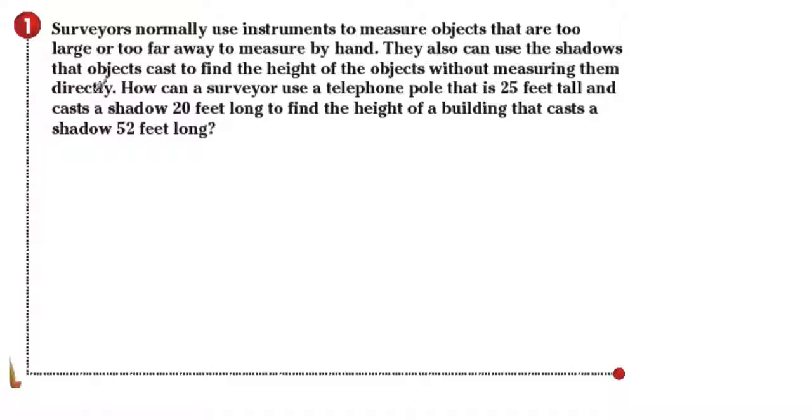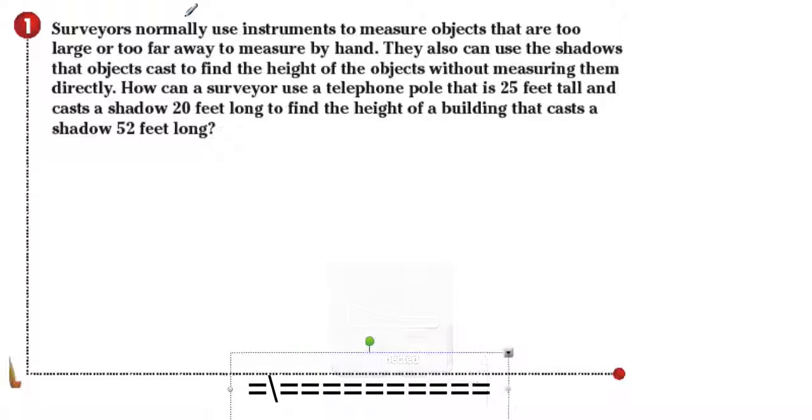So let's take a look at example number 1. Proportions can be used to find measures of sides of similar triangles when some measures are known. So we can use similar triangles to solve problems involving similar triangles. Okay.